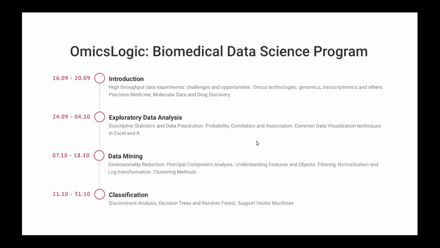Then we'll talk about classification, and classification is a number of machine learning methods that are used for discriminant analysis, decision trees using varieties of decision trees like random forest, and support vector machines. So we'll really talk about a number of different methods there.